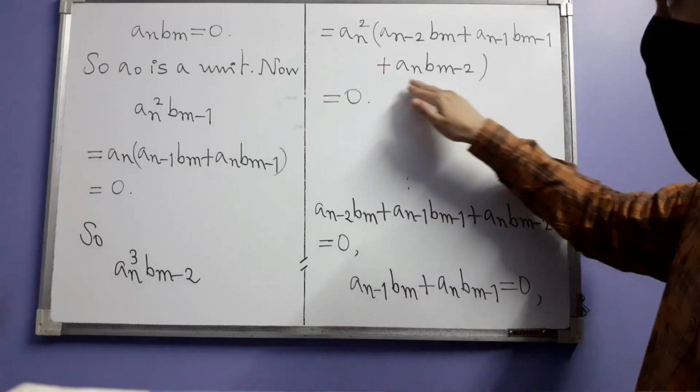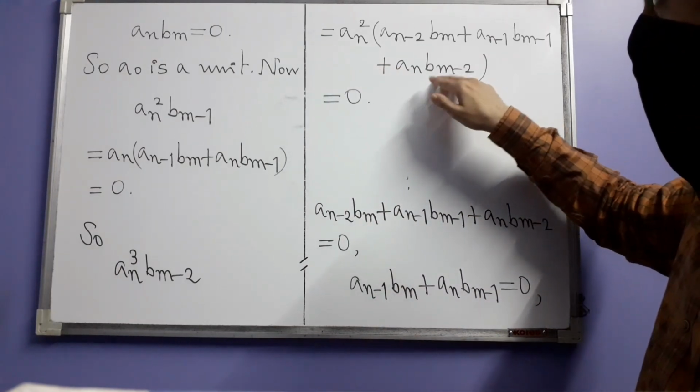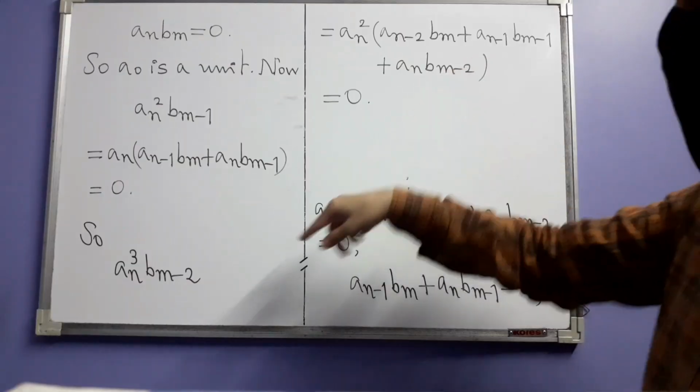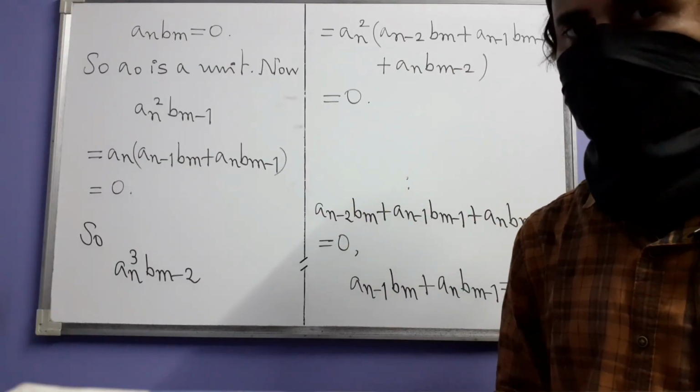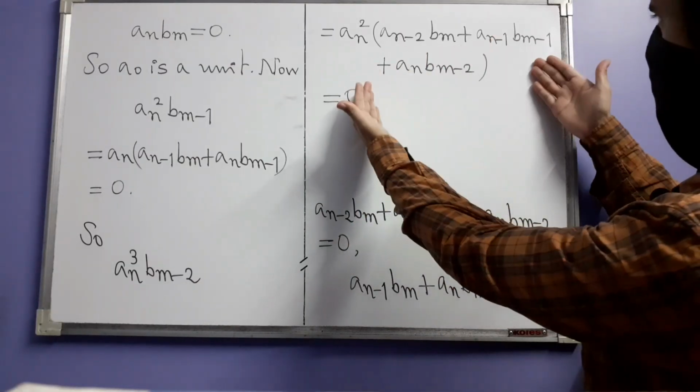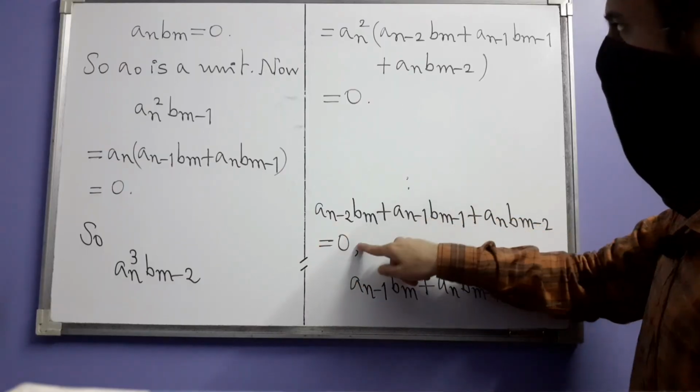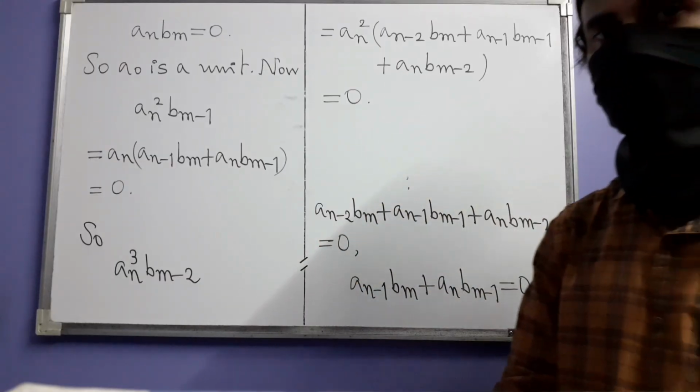And what do you get from multiplying this to an cubed b(m-2)? Alright. But this thing is just this thing which is 0. So that's why this is also 0.